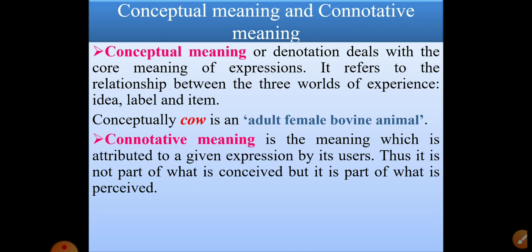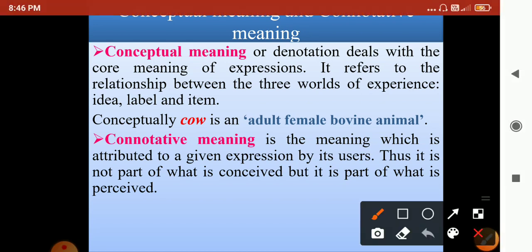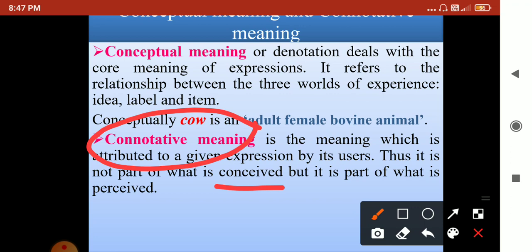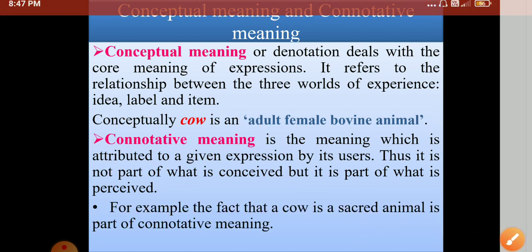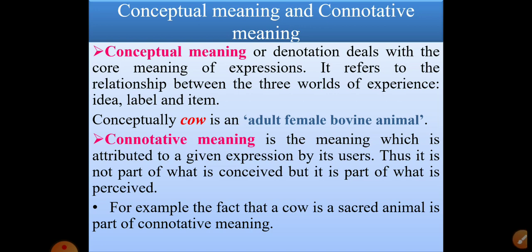Thus it is not part of what is conceived but it is part of what is perceived. So the literal meaning, the conceptual meaning, could be different, but the connotative meaning is sometimes altogether different from the conceptual meaning. काय कन्सीव्ह केलंय म्हणजे काय म्हटलंय याच्यापेक्षा त्याचा काय अर्थ घेतला गेलेला आहे हे कॉनोटेटिव्ह मिनिंग असतं. एक्झाम्पल बघू आपण. For example, the fact that cow is a sacred animal is part of connotative meaning. तर काऊ, गाय म्हटलं की एक सॅक्रेड ॲनिमल आहे. गाईला हिंदू संस्कृतीमध्ये, धर्मामध्ये माता मानलं गेलेलं आहे. हे कॉन्सेप्च्युअल आहे, सॉरी हे कॉनोटेटिव्ह मिनिंग आहे.